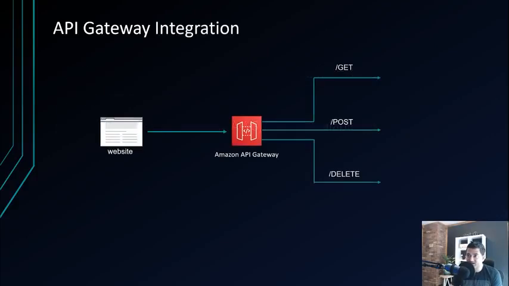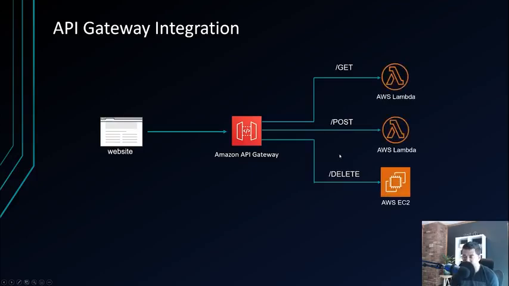So a typical pattern of API Gateway integration will be your website calling different APIs. All those APIs will be hosted in Amazon API Gateway. And for different HTTP methods such as /get, /post, /delete, it can go to different Lambda or AWS EC2 endpoints. So which brings us to the topic of today's discussion: what is the difference between ALB and API Gateway? All right, so let's take a look.